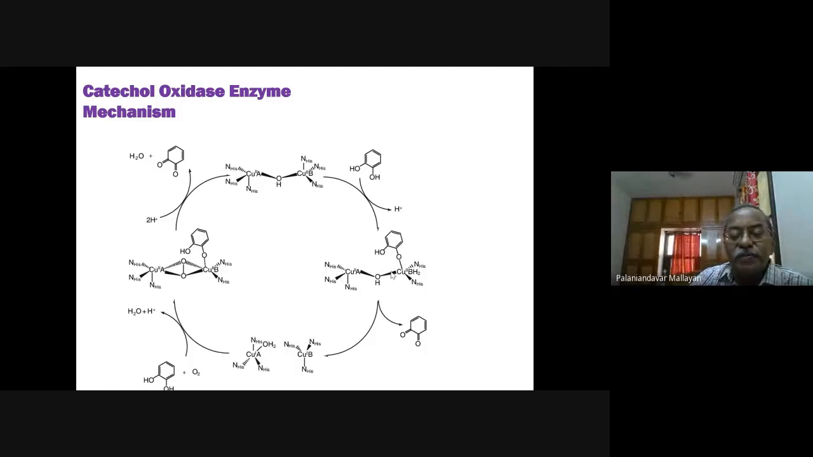So the other hydroxyl group is oriented towards this oxygen like this. So now what happens? You get the quinone. I'm sorry, I think this is a very simplified form. I will just anyway illustrate. I should have one more slide to illustrate this one.